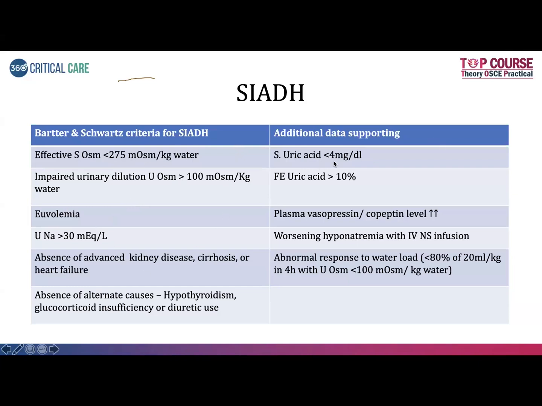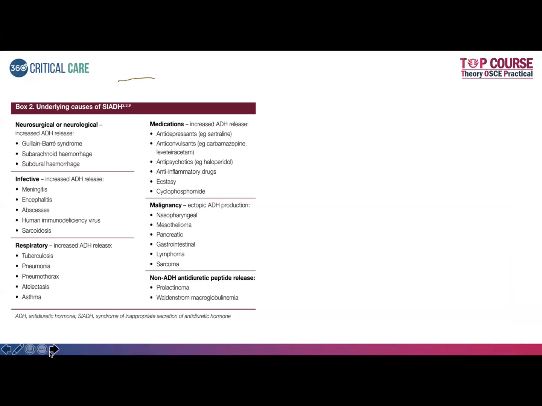So additional criteria, your serum uric acid can be low, your fractional excretion of uric acid can be more than 10%. There is vasopressin or copeptin that can be elevated, and if you're going to give saline to this patient, normal saline can worsen hyponatremia. An abnormal response to volume water loading. So this is the diagnostic criteria.